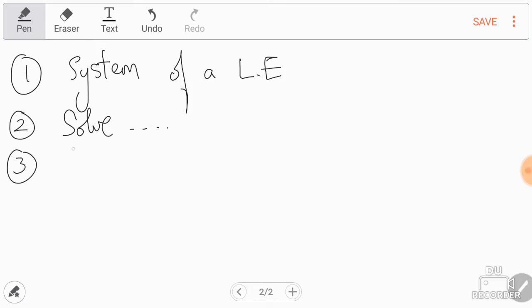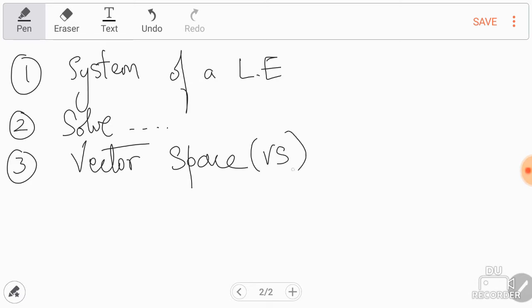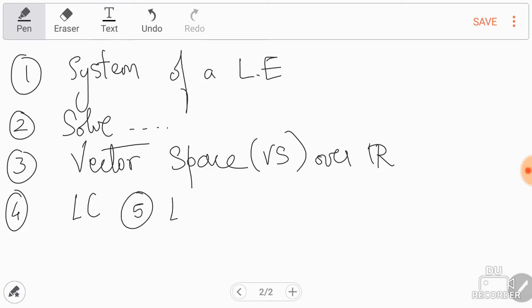Number three, what do you mean by a vector space over R? Number four, what do you mean by linear combinations? Number five, what do you mean by linear independence and linear dependence? What does it mean to say that a set generates a vector space?